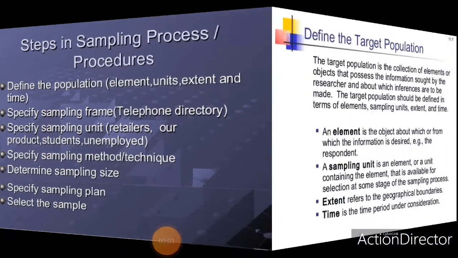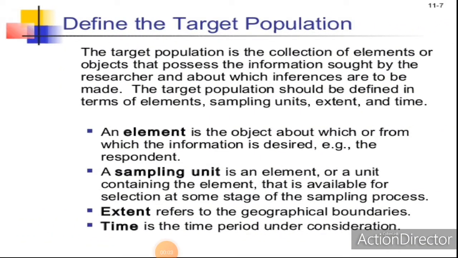So the first step is defining the target population or universe. As I already told you, population is the group from which samples are selected. So a population should be defined in terms of elements, sampling unit, extent and time. So what is an element? An element is the object from which the information is collected. Then a sampling unit is a unit which contains the element.